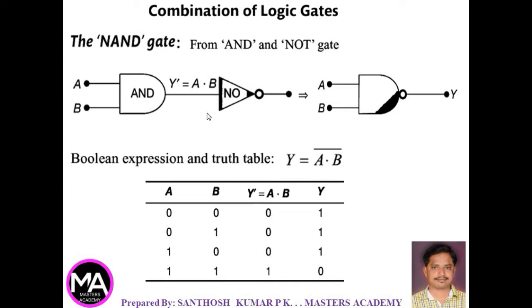Then the output of the NAND gate will be the inversion of these values: 0 becomes 1, 0 again 1, 0 becomes 1, and 1 becomes 0. That means the output of the NAND gate will be maximum when any one of its inputs is minimum, and its output will be minimum or 0 when both the inputs are maximum or 1.